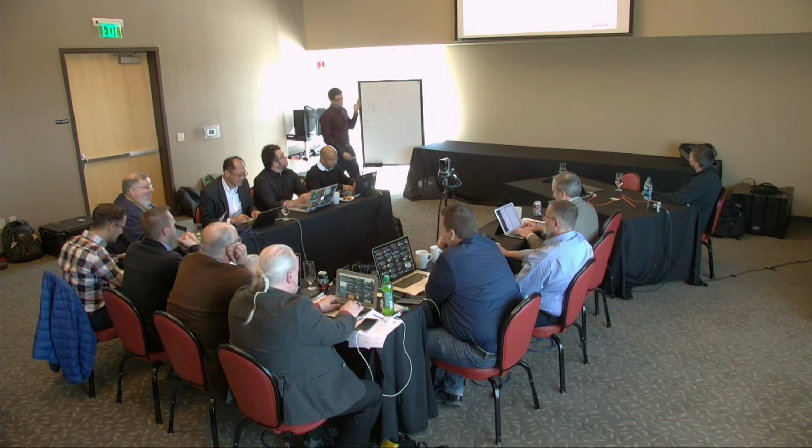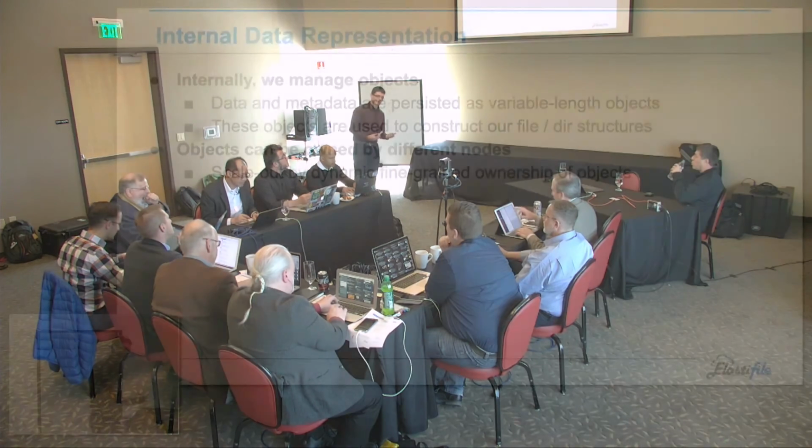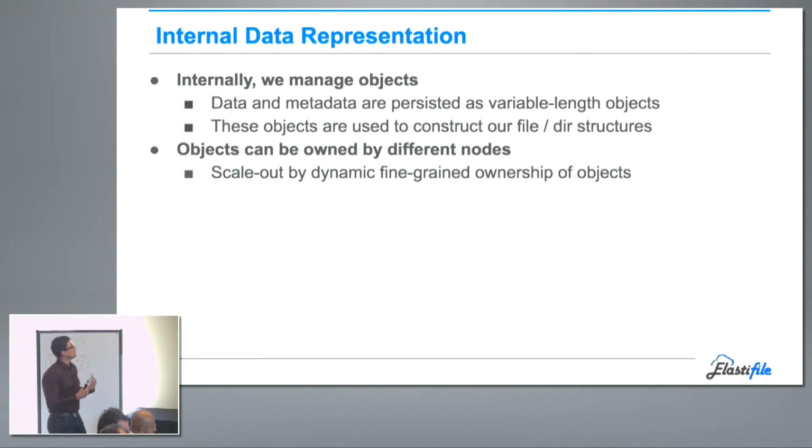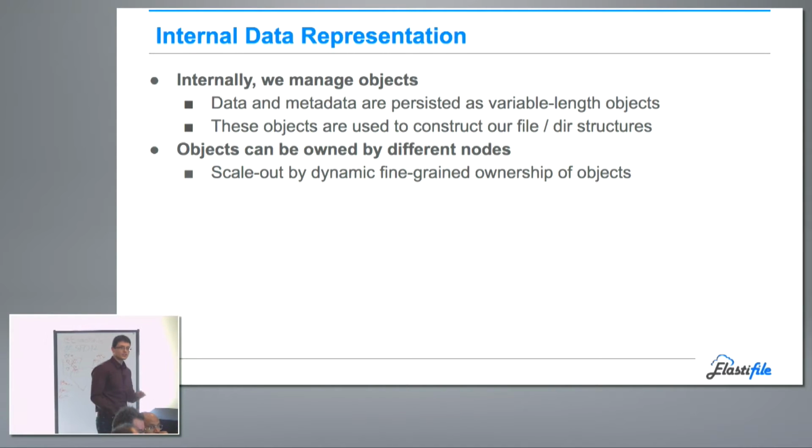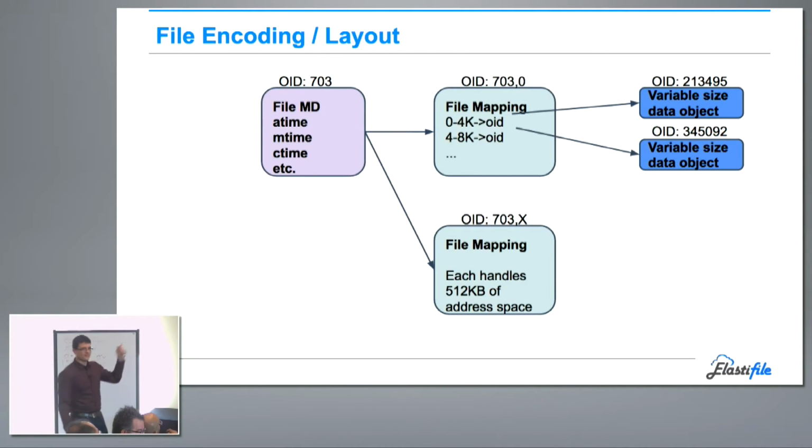Okay, and this is an important point about how we handle metadata. Each object can be owned by a different node, and this ownership is dynamic and fine-grained. Dynamic means it can change over time, and fine-grained means that we can do it on a per file or directory basis. And those are the objects, okay?